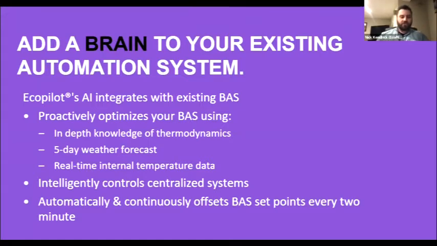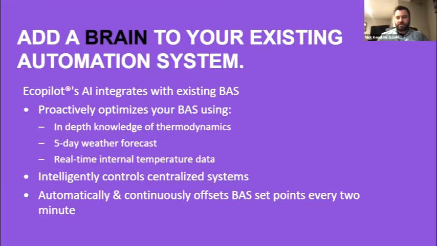Number two is real-time internal temperature, a critical component to understanding the thermal properties of a building, which is impacted by internal loads such as computers, lighting, people, and solar radiation, as well as to measure optimal tenant comfort. And lastly, a 5-day weather forecast, including outdoor temperature, wind speed, wind direction, sunshine hours, and precipitation, so that EcoPilot can proactively prepare a building for HVAC needs in the most efficient way possible.